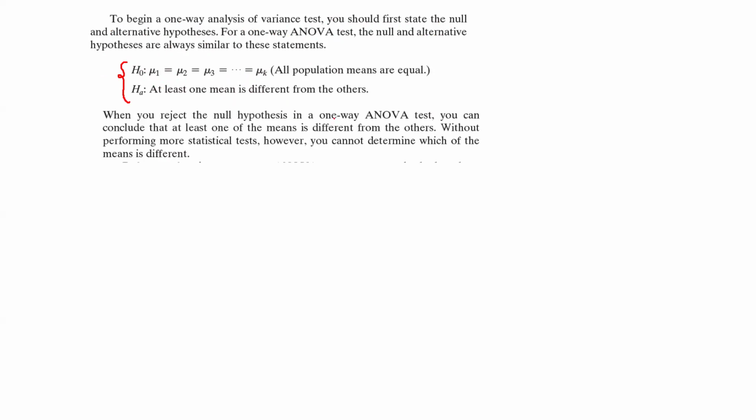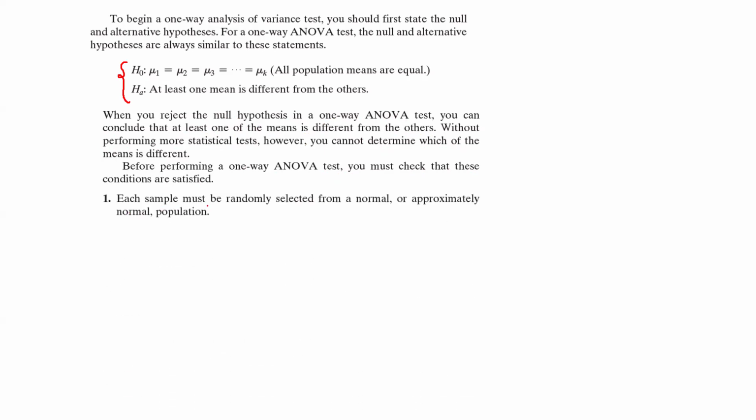When you reject the null hypothesis in a one-way ANOVA test, you can conclude that at least one of the means is different from the others. Without performing more statistical tests, however, you cannot determine which of the means is different. Before performing a one-way ANOVA test, you must check that these conditions are satisfied. First, each sample must be randomly selected from a normal or approximately normal population. 2, the samples must be independent from each other. And 3, each population must have the same variance.